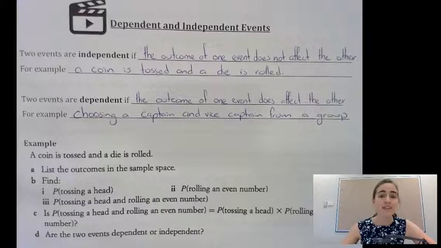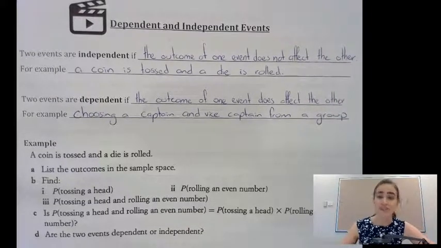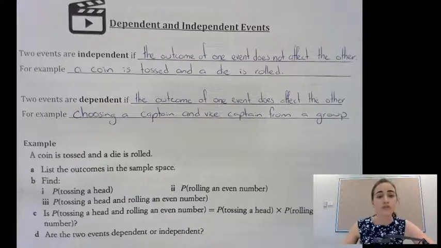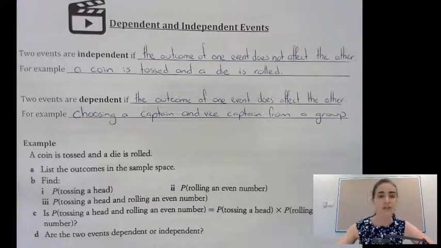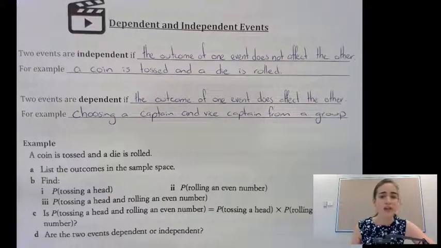Two events are dependent if the outcome of one event does affect the outcome of the other. For example, if we were choosing a captain and a vice captain from a group of people, whoever we choose as captain is going to affect the probability of somebody else getting chosen as vice captain. So let's have a look at an example.